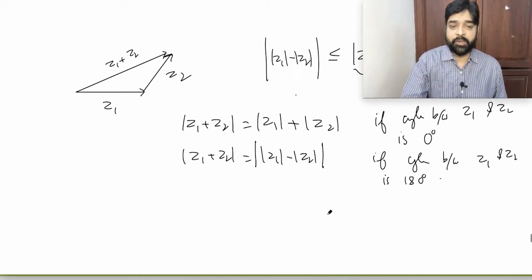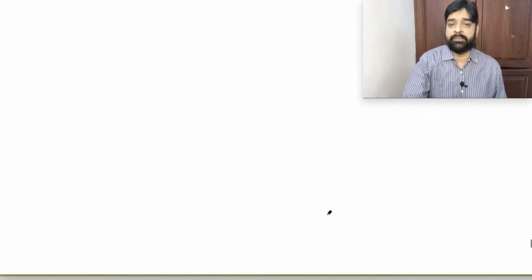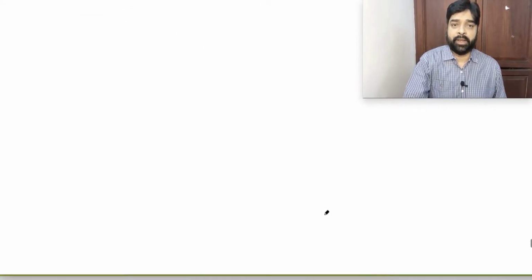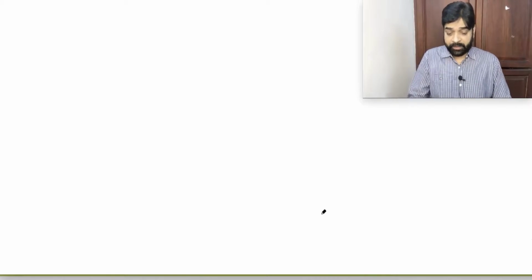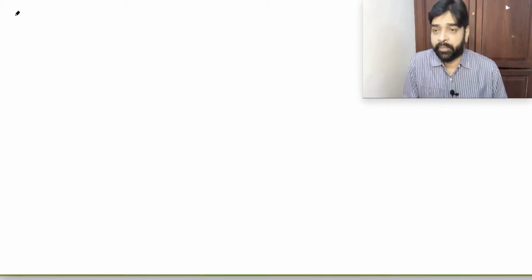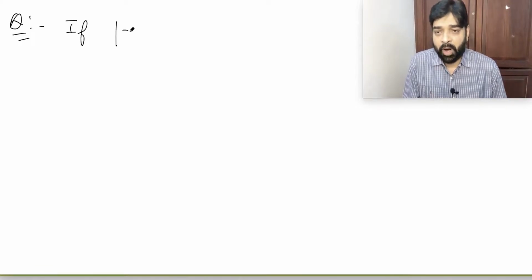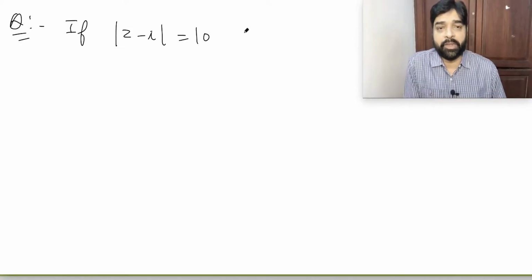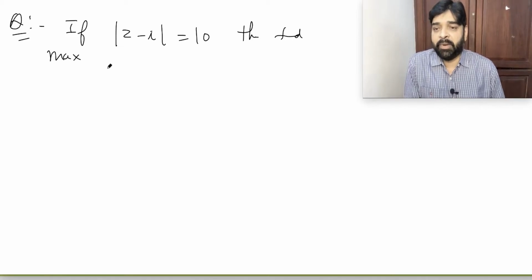Now let me show you an example on this. All of you wrote it? Can I move on? Okay. Let's think of a question. Suppose the question comes this way: if mod of Z minus i is equal to 10, then find the maximum and minimum value of mod Z.